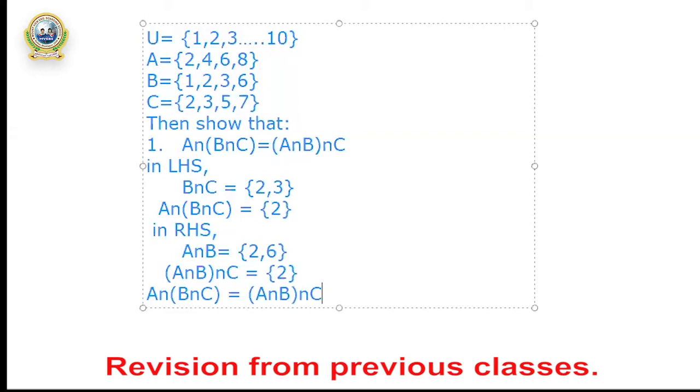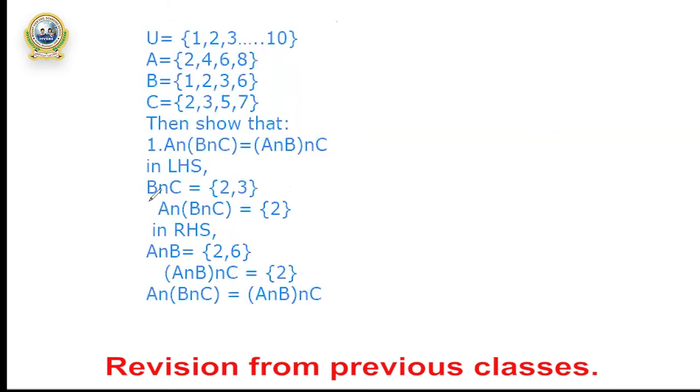So let me show you. Now we have A intersection B intersection C is equal to 2. And A intersection B intersection C equal to 2. Since they have the same members, they must be equal, right? We have already dealt with equal sets and equivalent sets. If both the sets have the same members, then they are equal. That means A intersection B intersection C is equal to A intersection B intersection C.